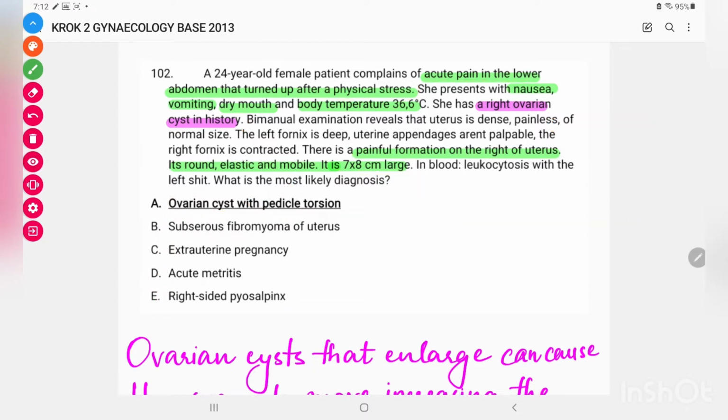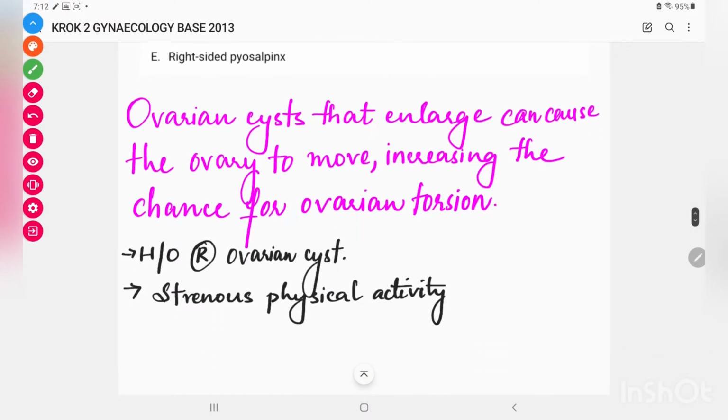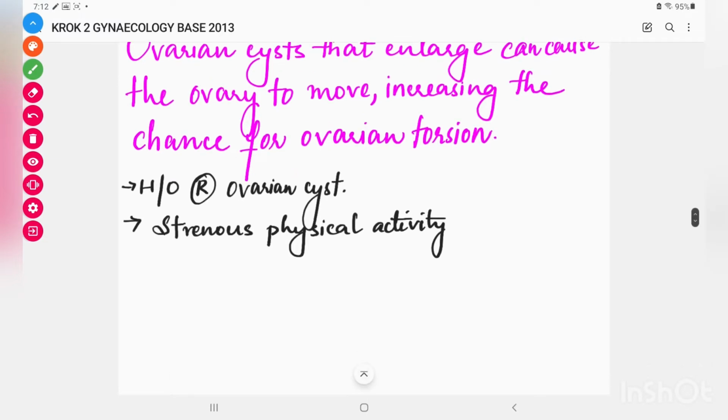So I hope it's clear. Always remember, ovarian cysts that are really huge can cause the ovaries to move, and there's a chance for ovarian torsion.